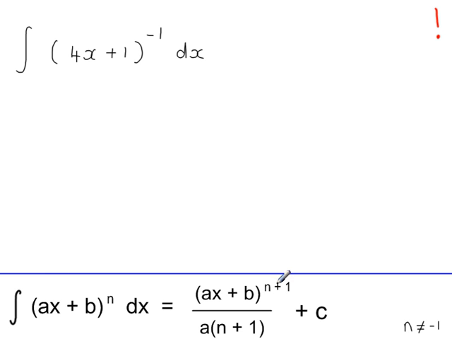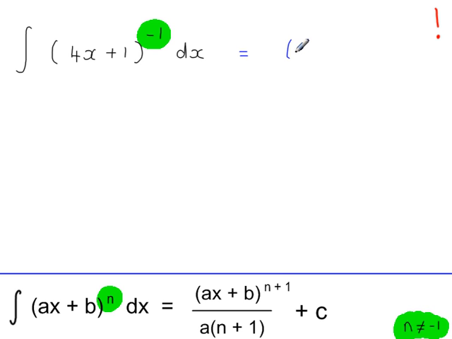Now this formula cannot be used when the power n is minus 1. And in this case we can see that n is minus 1, and it cannot be equal to minus 1, so it's not going to work out. There's a different way of integrating linear functions raised to the power of -1. So let's see what happens if we proceed with this formula.